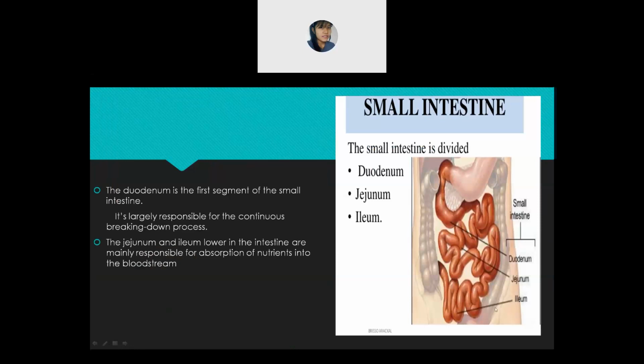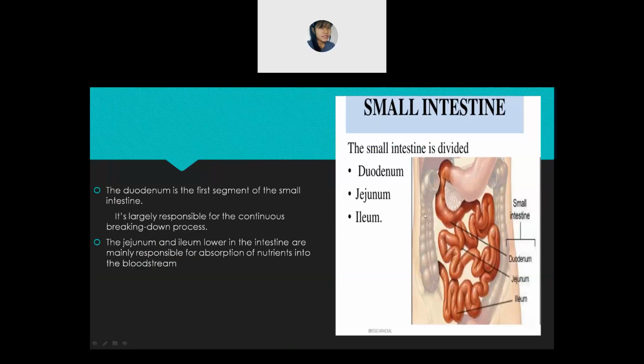And the last and the third one is the ileum, this one. Okay, and this small intestine, they are convoluted. Convoluted long muscular tube means they are coiled.